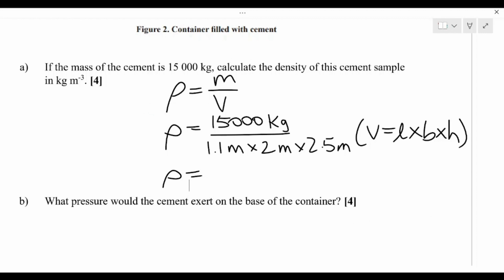Putting this into our calculator, we get 2,727.273. To two significant figures, this is 2,700 kilograms per meter cubed.